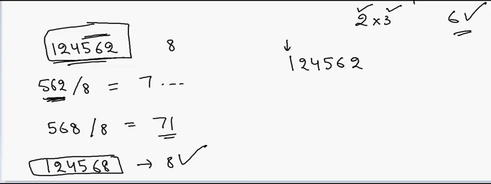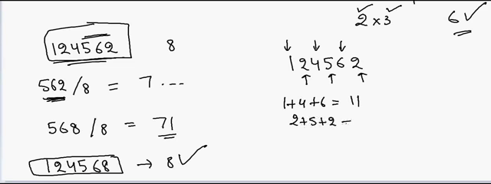So what I'll do is I'll take the alternate numbers. So 1, this number, and this number. So I'll take this and this, and then I'll take this number and this number, and I add them together. So I'll say 1 plus 4 plus 6, that's 11, and then 2 plus 5 plus 2, that's 9. So if I subtract 9 from 11, that gives me 2, and 2 is not divisible by 11, so this number should not be divisible by 11.